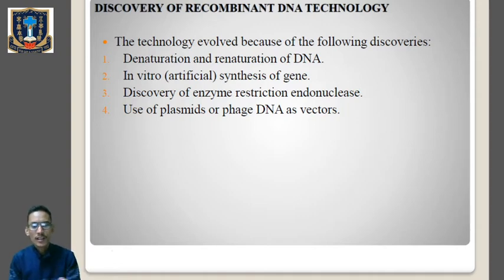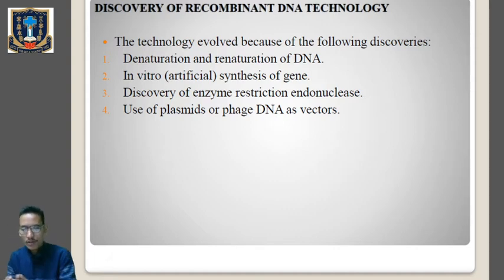Okay, then use of plasmids or phage DNA as vector. Vectors means where we will just put the gene of interest. Alright, so these are the four possibilities that led to the discovery of recombinant DNA technology.